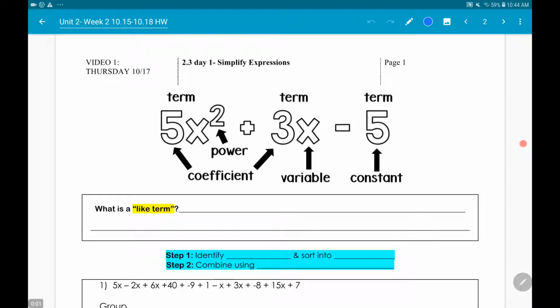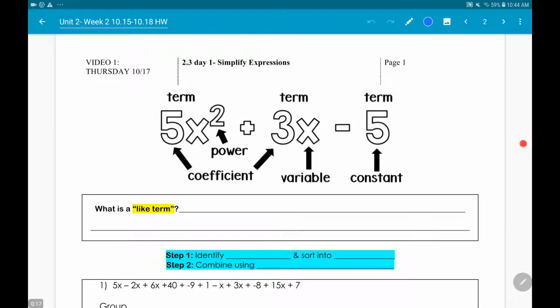Hi guys, so we are going to use some color pencils in this video today. So if you have different colors, go ahead and pause the video and grab some color pencils or highlighters, and it'll just help us. So let's go over some vocab.